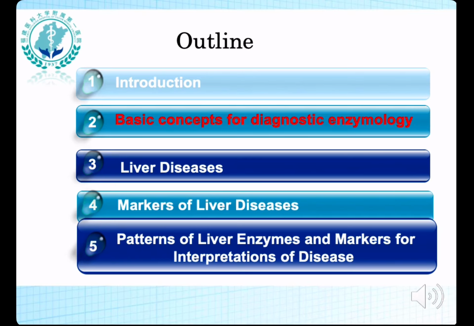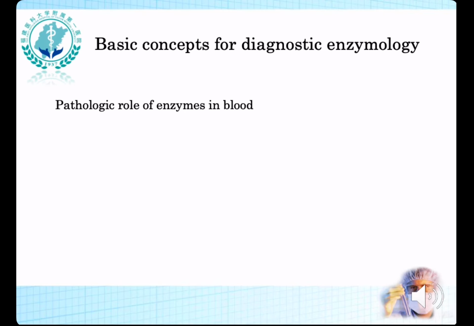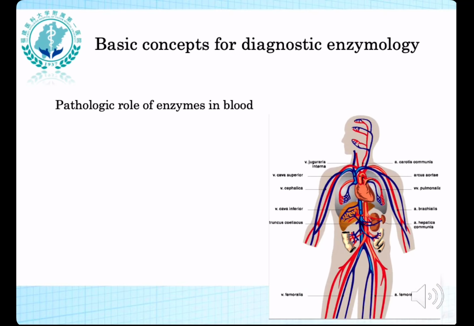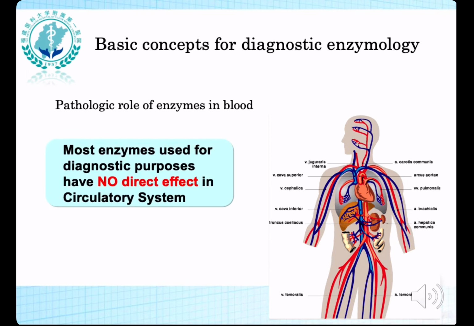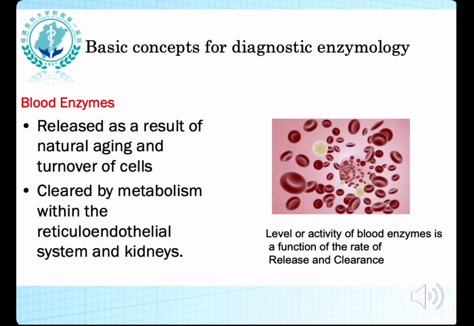Let's take a look at the basic concepts for diagnostic enzymology. We have to notice that most enzymes used for diagnostic purposes have no direct effect in the circulatory system. Pathologically, disorders or damaged cells change the level or activity of enzymes, and then they release into blood. Right? They have no direct effect in the circulatory system. And physiologically, blood enzymes are released as a result of natural aging and turnover of cells, and they are cleared by metabolism within the reticuloendothelial system and kidneys. The level or activity of blood enzymes is a function of the rate of release and clearance.